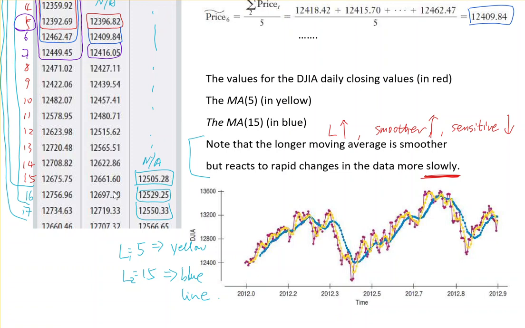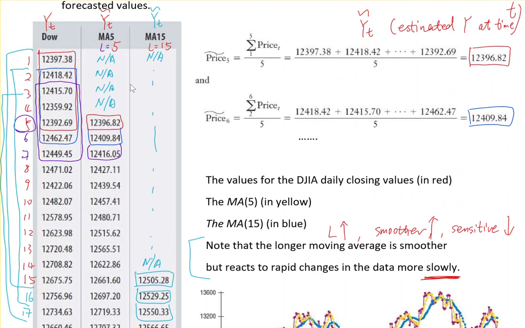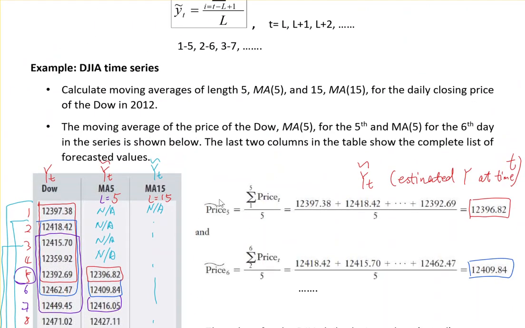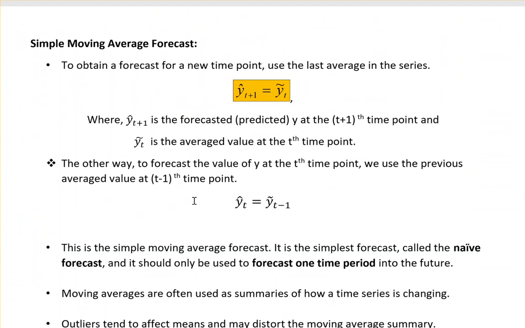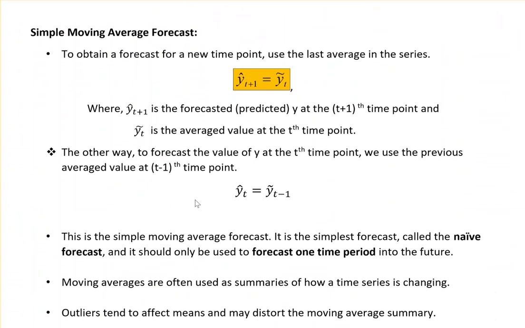And of course, you need to know how to calculate these estimated values, based on the given L. So the L will be given to you, but based on the L, you need to know how to calculate these estimated values of y at time t. All right, but remember that our goal for modeling the time series is to get the prediction or the forecasting for the next time point, right? So here we will have this formula.